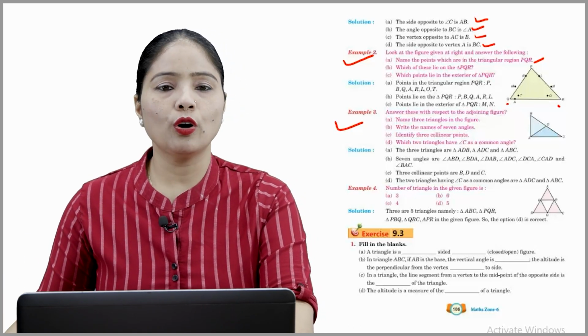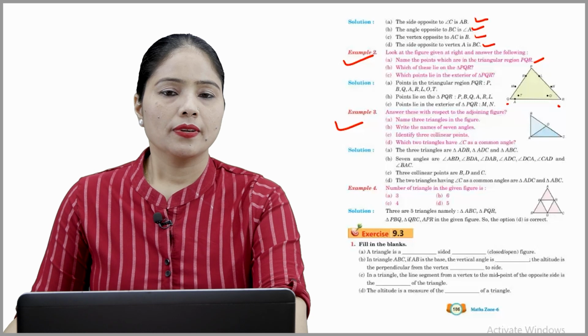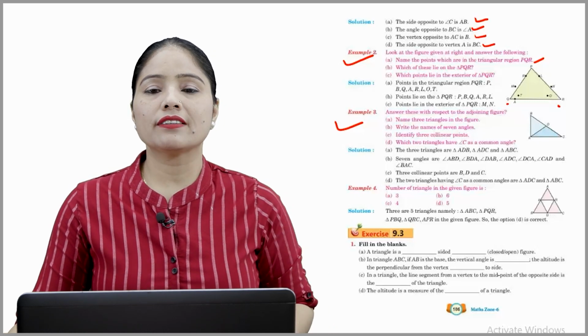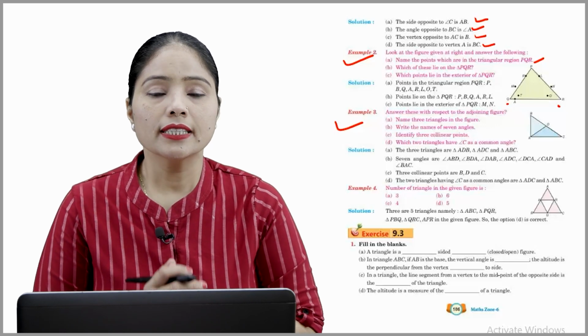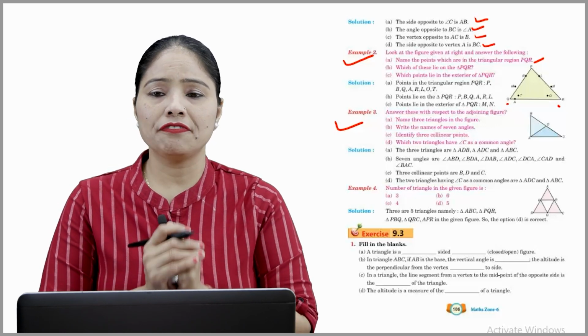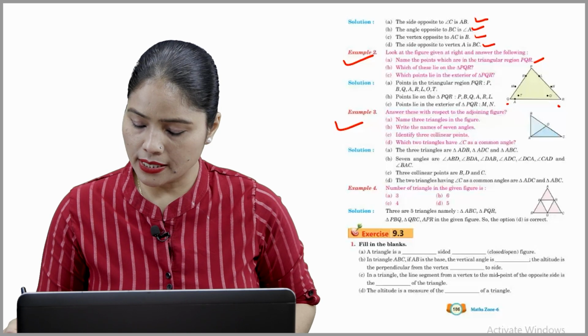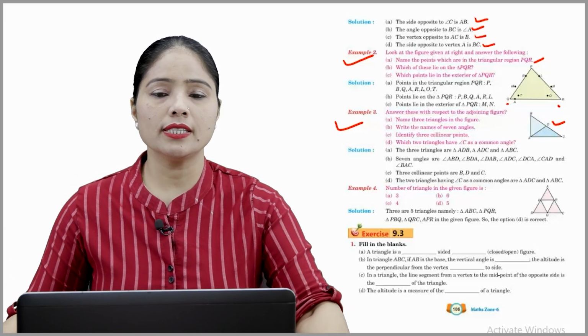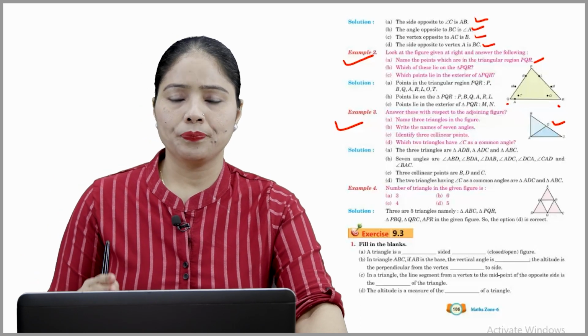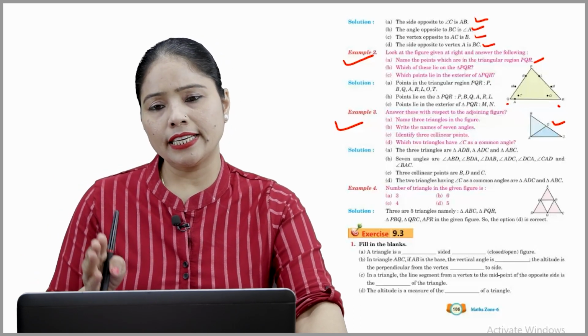सो नाउ मूव ऑन एग्जाम्पल 3. आंसर दिस विद रिस्पेक्ट टू द एडजॉइनिंग फिगर. फर्स्ट क्वेश्चन इज नेम 3 ट्रायंगल इन द फिगर. ये फिगर है हमारे पास, इसमें हमने क्या बताना है, 3 ट्रायंगल्स बताने हैं. सो फर्स्ट वन इज ADB, ADC एंड ABC.